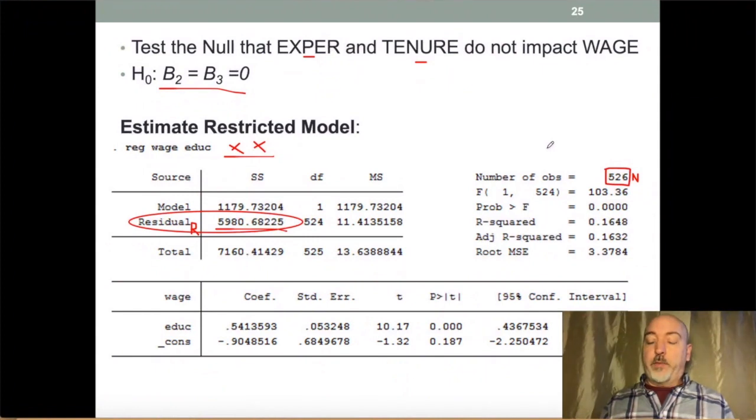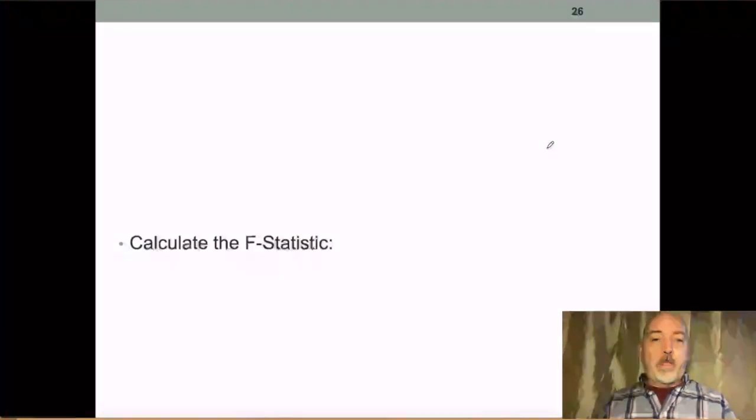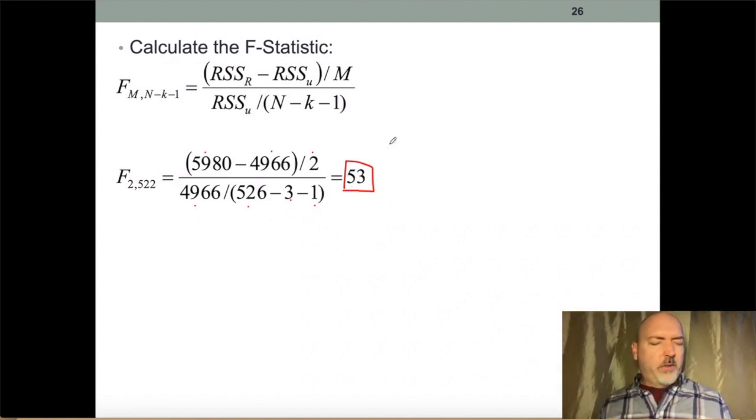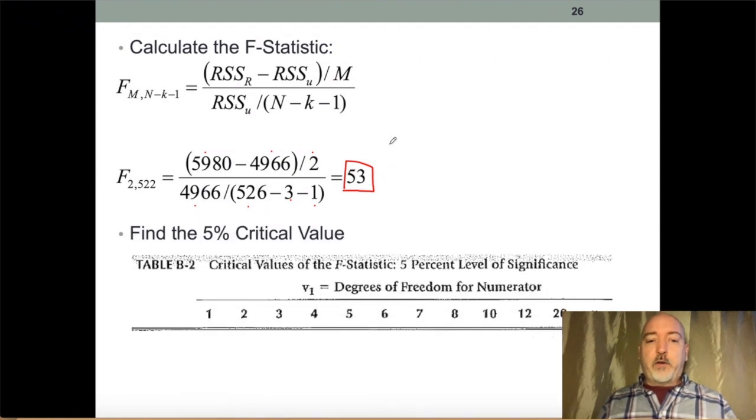But now we have all the pieces of the puzzle. So we've got RSSR minus RSSU over m of 2, all divided by RSSU over n minus k minus 1. Boop, boop, boop. That's the sound my calculator makes. And we get a number equal to 53. Now, we already saw, right, being somewhat familiar with the F table, 53 is going to be pretty big. It's going to be significant, but let's get the appropriate critical value.